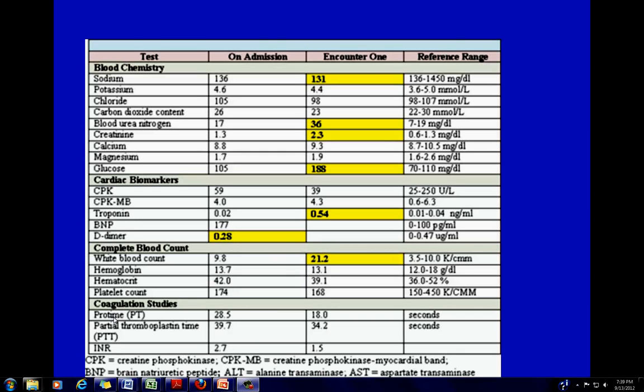Here we go to our PT time. It's within its normal range of seconds. Here we go, pro time. The pro time is within its normal range, and the PTT is within its normal range. And I want to introduce you to another thing called INR.